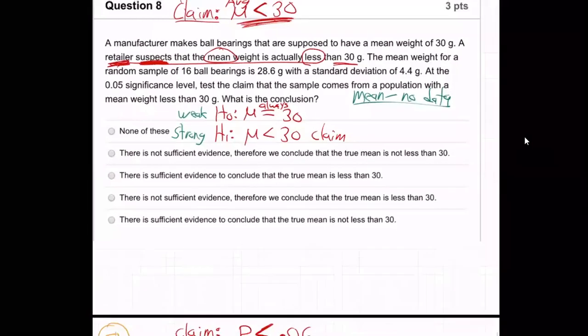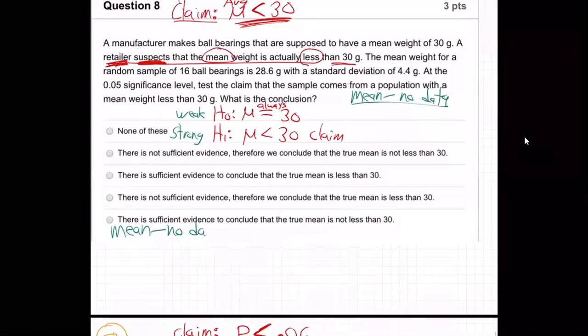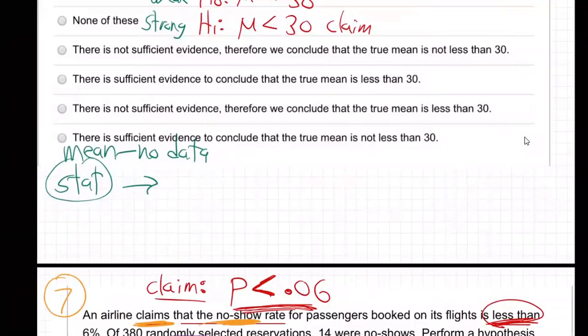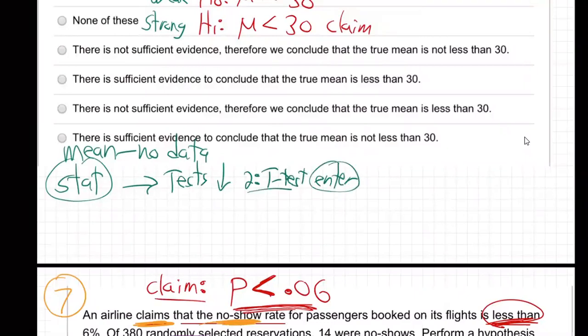So let me write that down here. So mean, no data. So we hit the stat button, go over to tests, go down to t-test, which is just number 2 right away. T-test, and hit enter. We good there? We choose t-test, and when you do, then you choose stats, you highlight the stats option and hit enter.